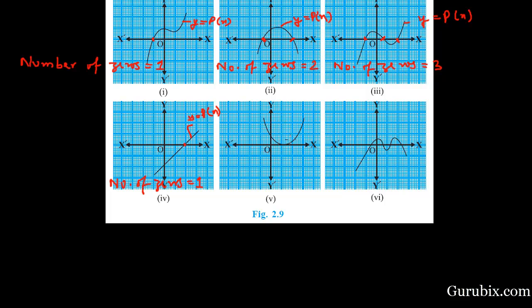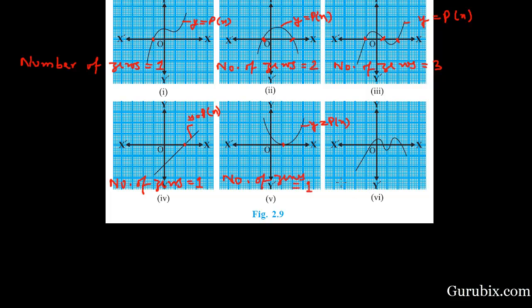And in the fifth part we observe that this is the graph of y equals p(x), and this graph touches the x-axis at one place. Therefore the number of zeros is equal to 1.